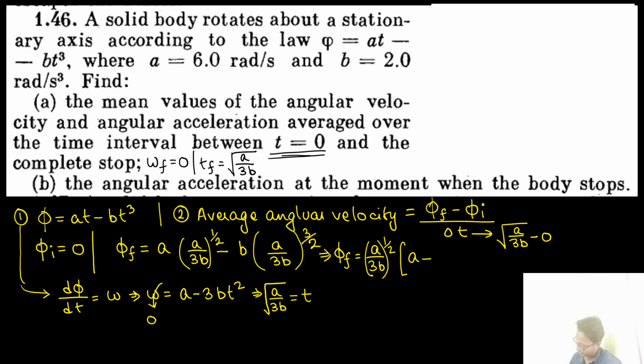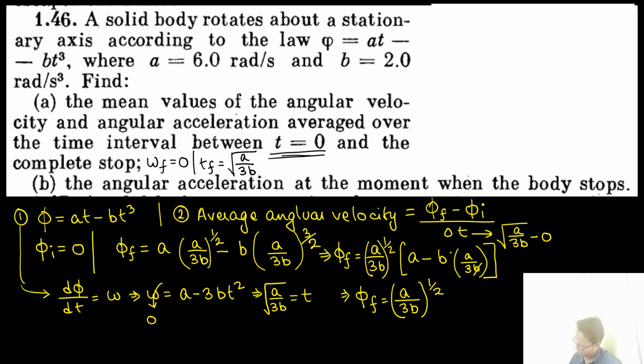a minus b times (a by 3b). This was nothing but 3 by 2, and I took 1 by 2 common. So 3 by 2 minus 1 by 2 is nothing but 2 by 2, and 2 by 2 is nothing but 1. Okay, so this is our equation. Theta final is equal to (a by 3b) to the power 1 by 2.